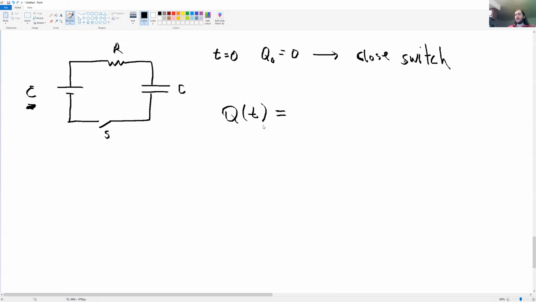Don't put your answers in the chat. What is the function Q of t equal to? The function Q of t. We know that the charge is initially 0, but what is the function that describes the charge over time? This should only take you maximum 30 seconds to answer. Maximum.